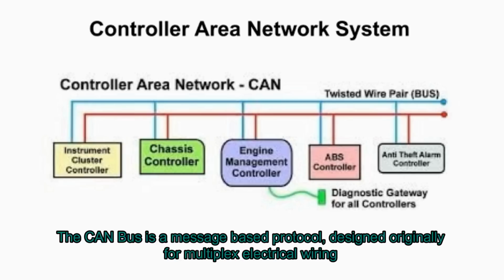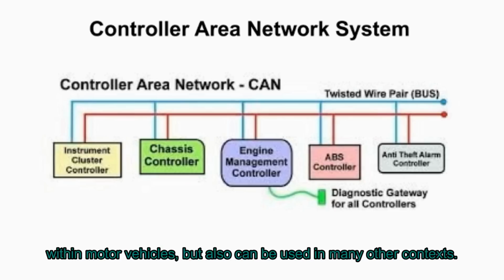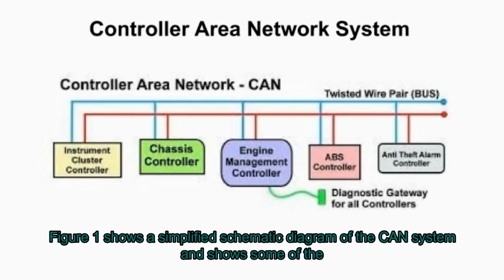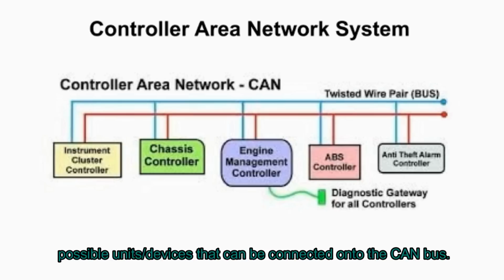The CAN bus is a message-based protocol, designed originally for multiplex electrical wiring within motor vehicles, but also can be used in many other contexts. Figure 1 shows a simplified schematic diagram of the CAN system and shows some of the possible units, devices that can be connected onto the CAN bus.